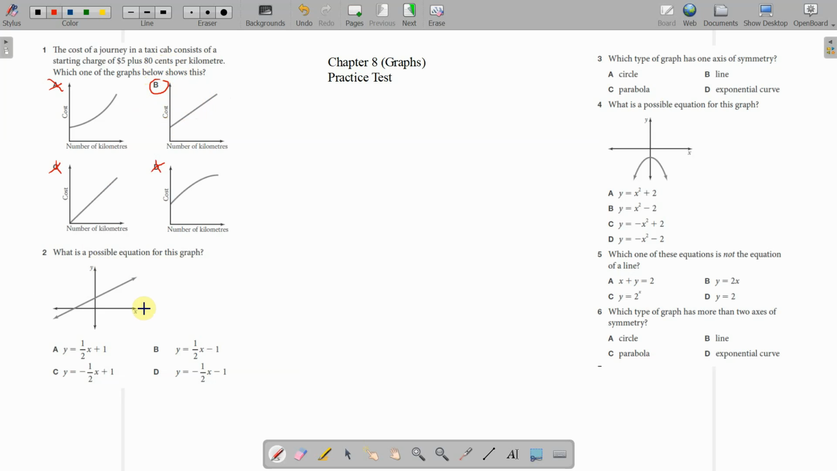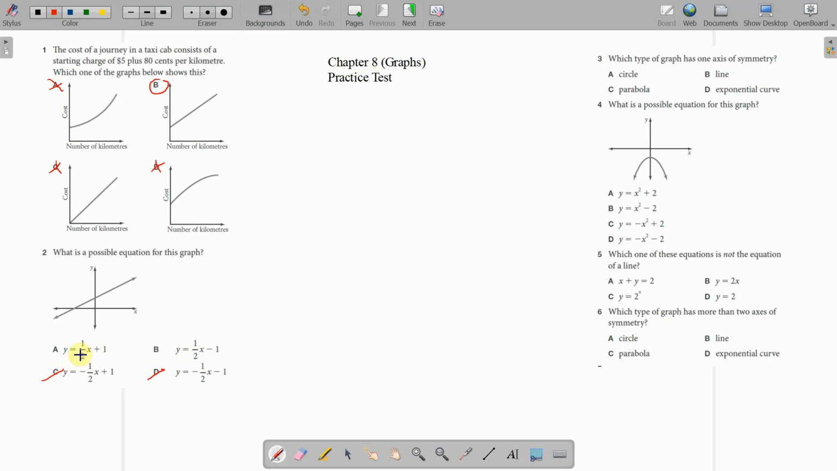Question 2. Possible equation for this graph. I'll do it in Desmos in a sec. But what you've got here is a line sloping up from left to right. Now, because that's the case, we can rule out this one because that minus a half means it's going that way. So that's wrong. And the same with this one. Minus a half, that's the slope. The minus a half part of that, and the minus a half part of that is the slope. And when it's a minus, it's going that way. So that leaves just these two.